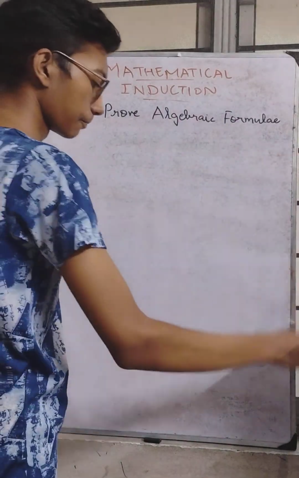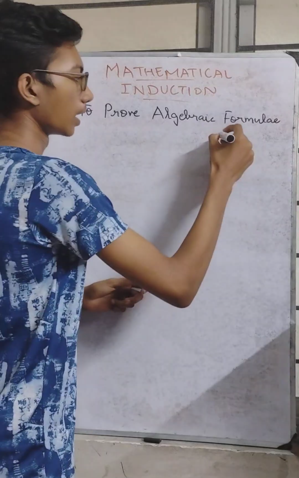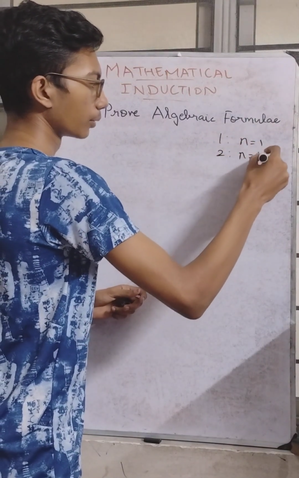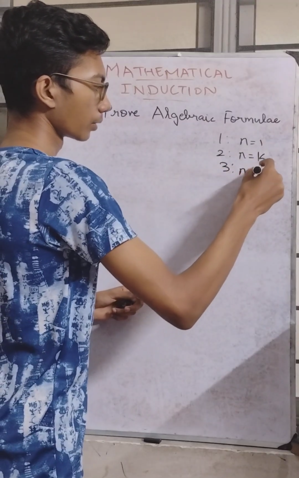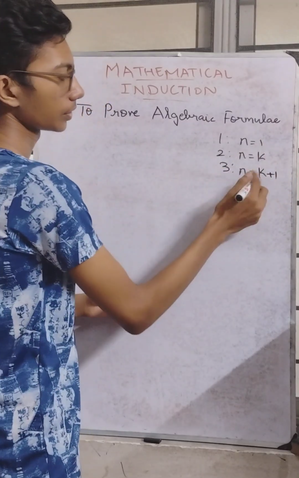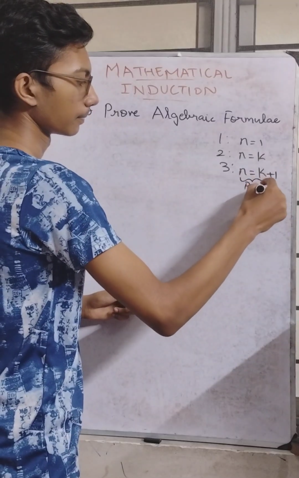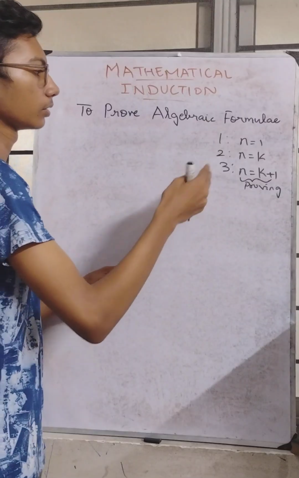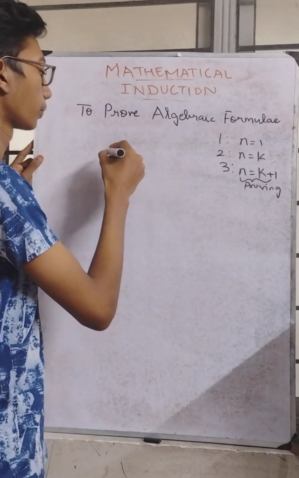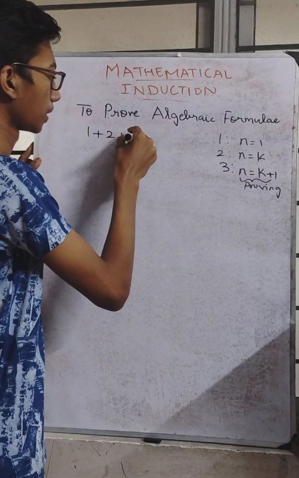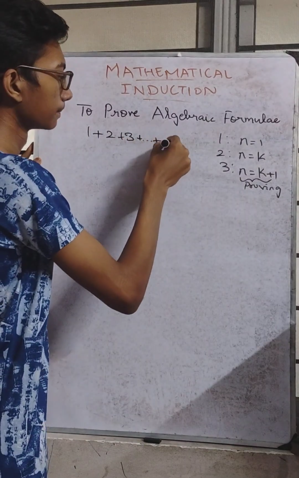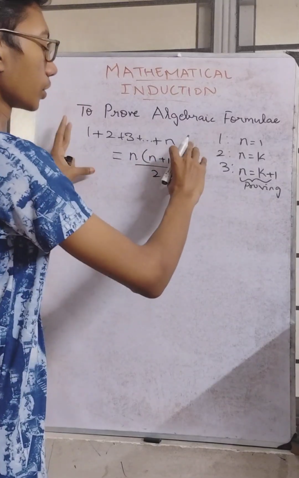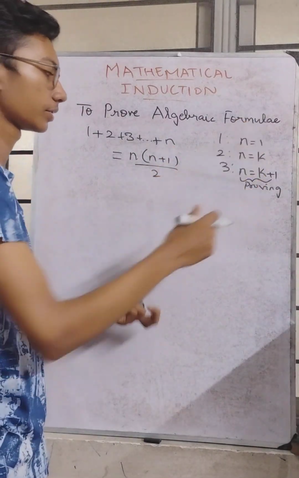I will write these 3 steps here. So we have step 1 is n equal to 1, step 2 is n equal to k, step 3 is n equal to k plus 1. Here this is the actual proving step. The other 2 are like testing or checking steps. So we'll use this mathematical induction to prove 1 plus 2 plus 3 plus up to n is equal to n of n plus 1 by 2. So this is the formula we have. We need to prove this using these 3 steps.